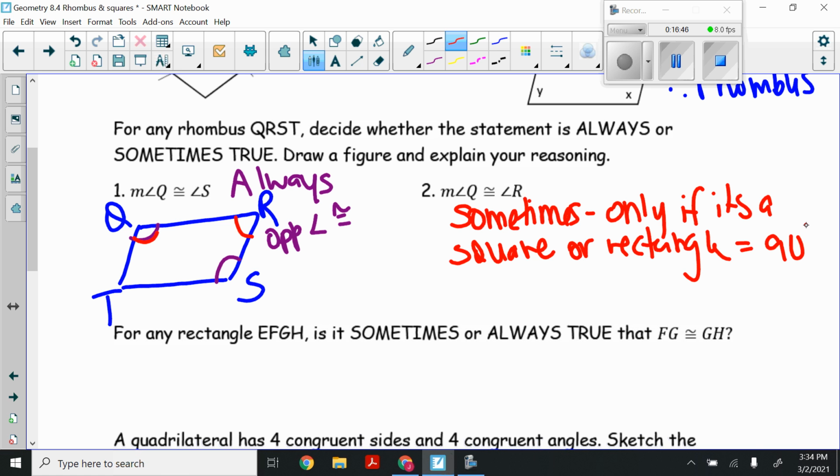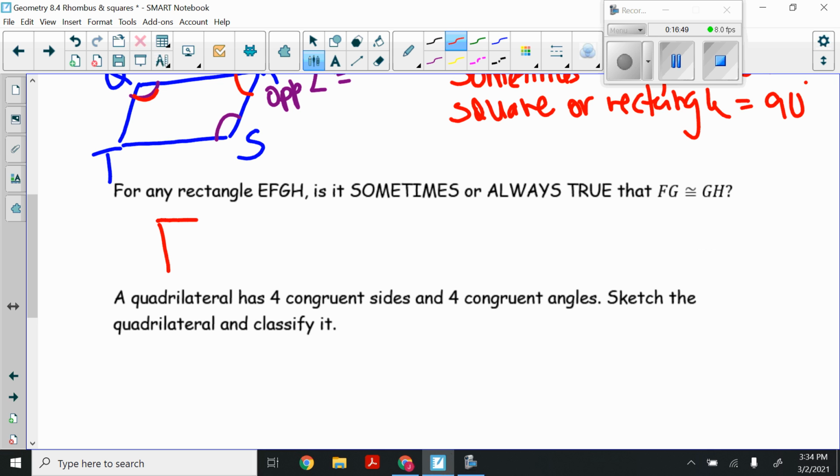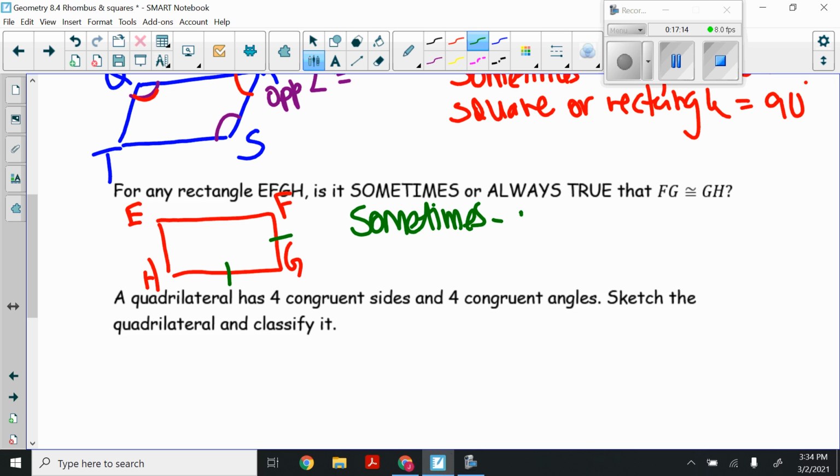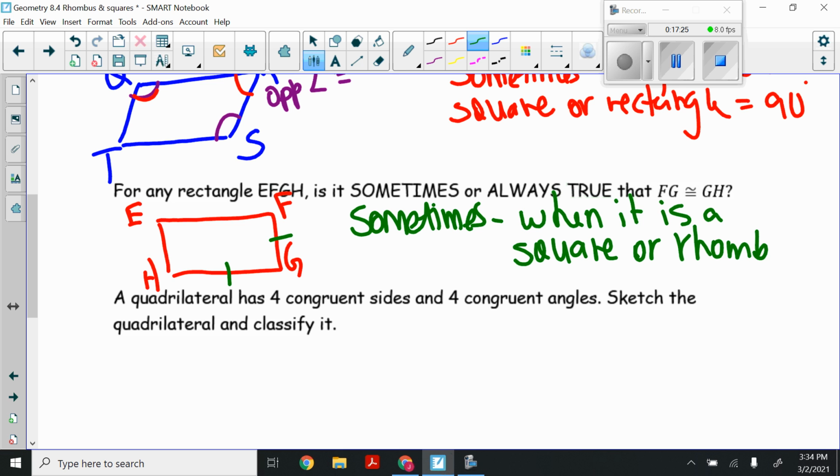Right, the next one, for any rectangle EFGH, so let's draw a picture of a rectangle, EFGH. Is it sometimes or always true that FG is congruent to GH? Okay, in a rectangle, the opposite sides have to be congruent. It can have all 4 sides, so this would be sometimes, and that would only happen when it is a square or a rhombus. Those are the ones that have 4 congruent sides.